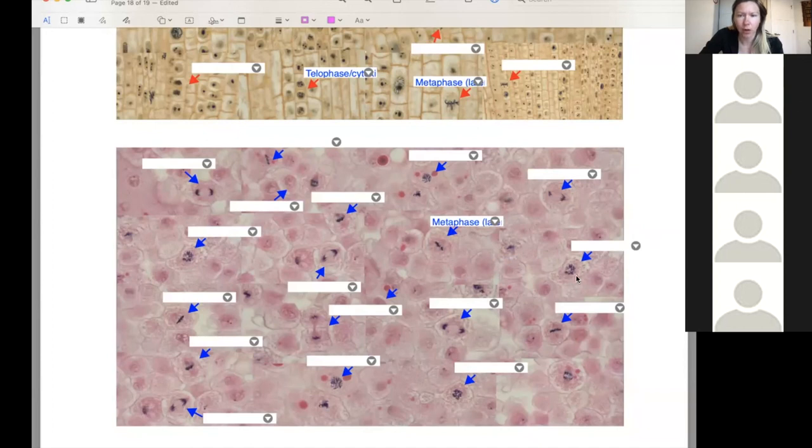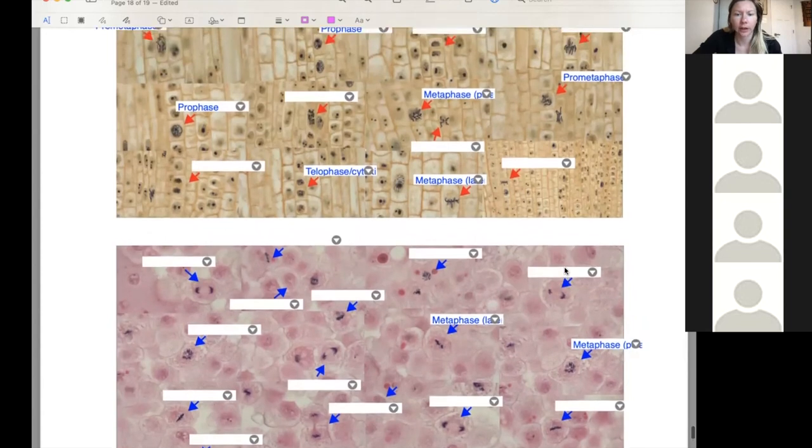What about this one here? Prometaphase. So this one could be prometaphase or it could be the polar view of metaphase. So I think either of those answers would be appropriate. If you're looking down at the top of the cell with all the chromosomes aligned in the middle, it kind of radiates out like a star.